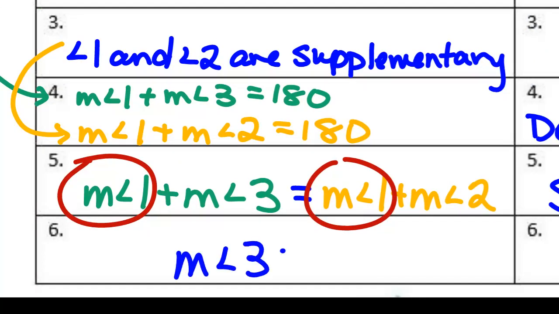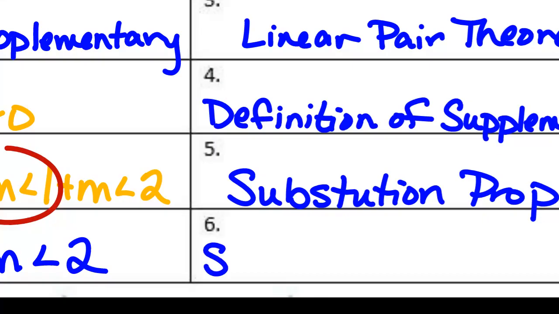We have the measurement of angle 3 is equal to the measurement of angle 2 using the subtraction property of equality.